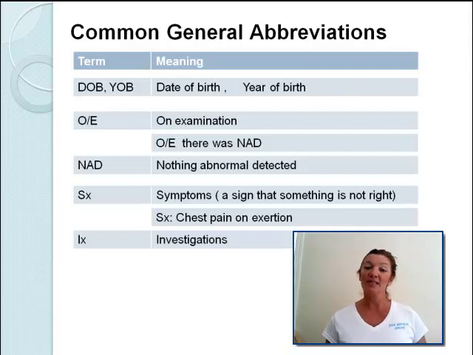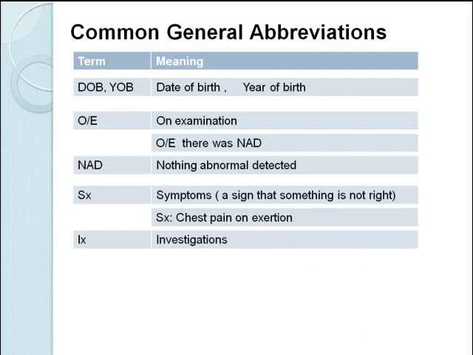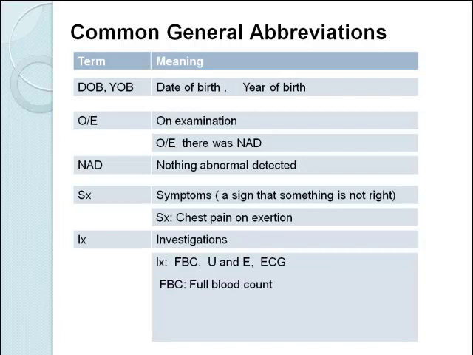IX means investigations. So if you are presenting with your chest pain, the doctor is going to want to find out more. Is there something more sinister going on? So let's have a look at some investigations they might perform. The doctor may want to do what's called an FBC, as a full blood count. U's and E's, which means urea and electrolytes, and ECG, which monitors the heart rhythm.